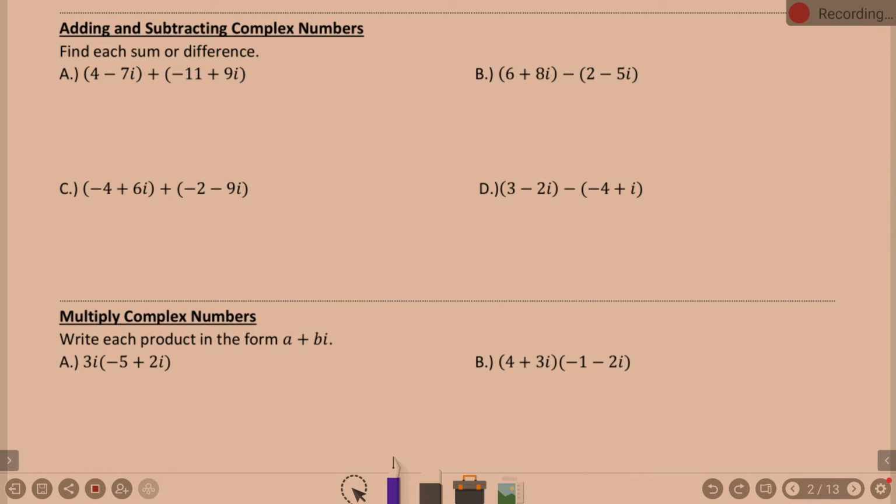Thoughts on what we do here? What kind of problem is this? What sign's in the middle? Addition, yes? So as we look at these, do the parentheses have any real purpose here? Not really. It's just saying that we're adding this complex number with another complex number.